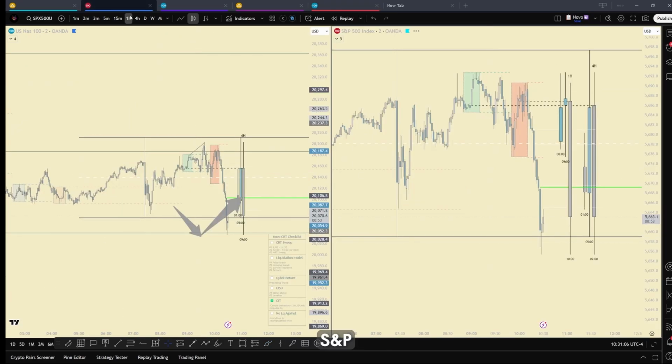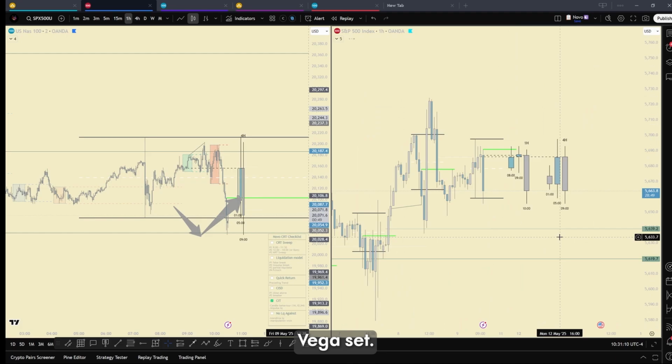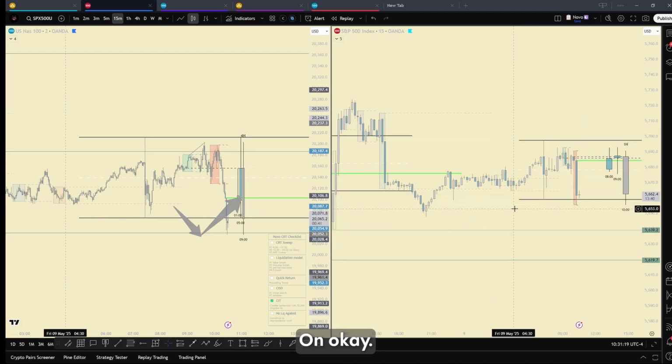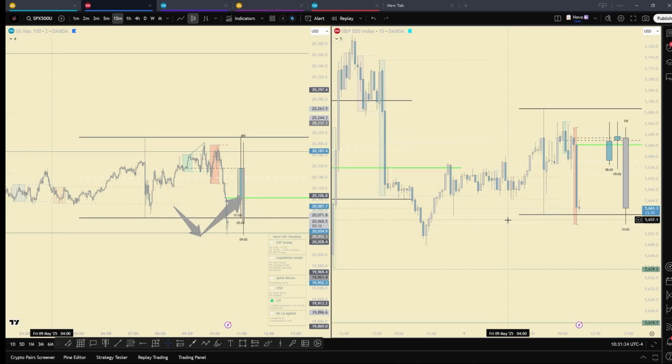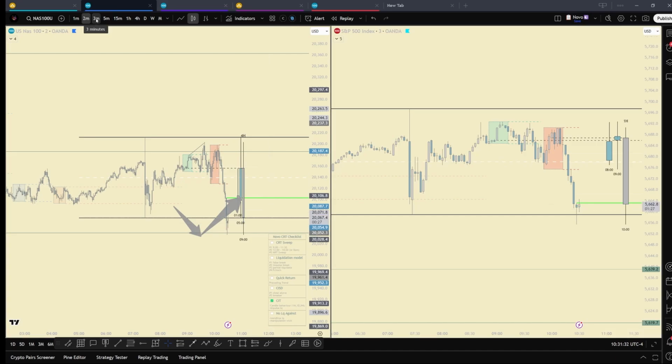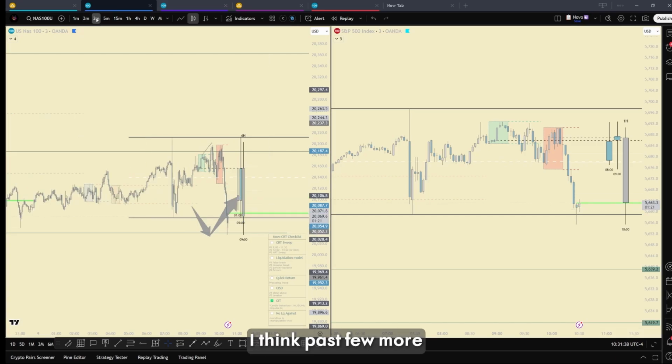S&P. Where's this at? Pretty much the same zone for both of them. Okay. The reversal is pretty fresh. I think I'm going to give price a few more minutes to play up and down. It's 10:30 right now.